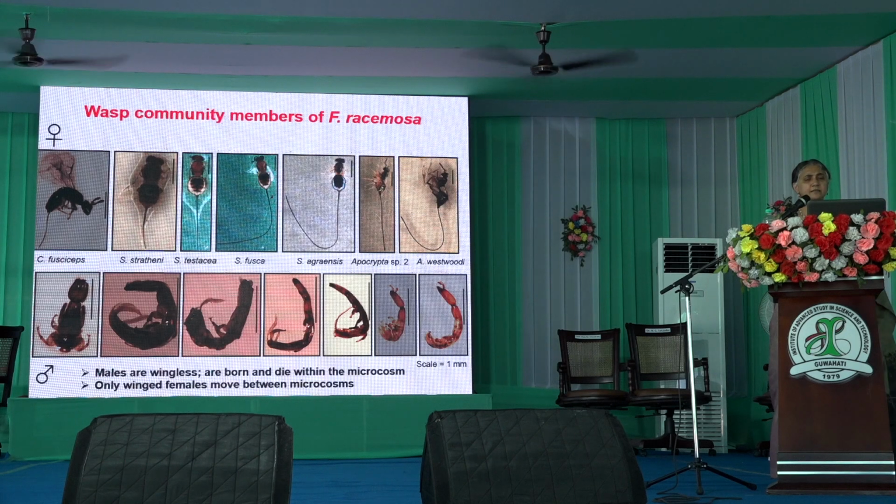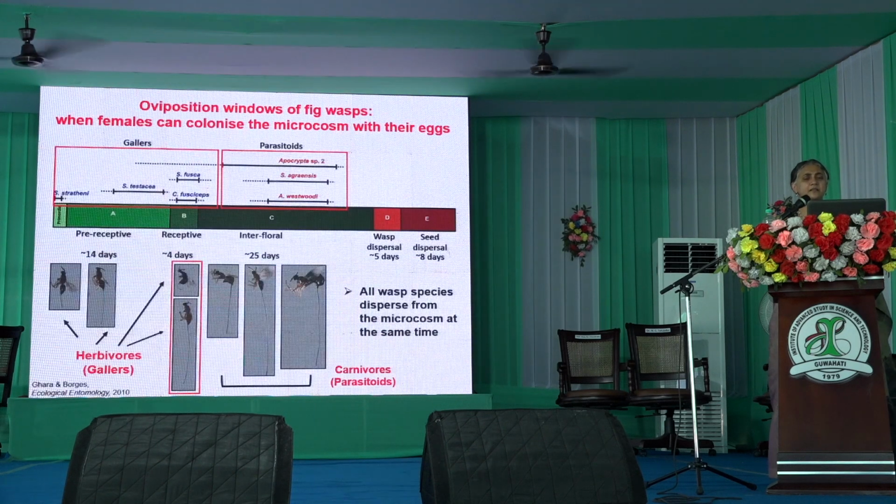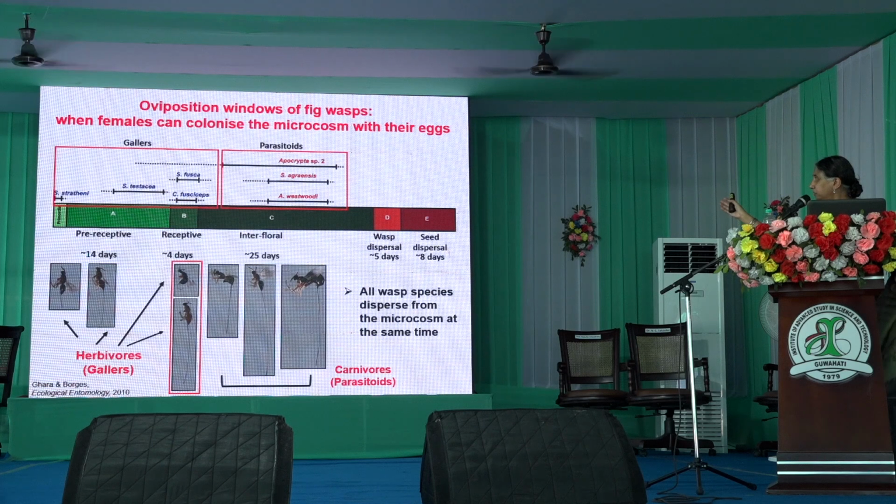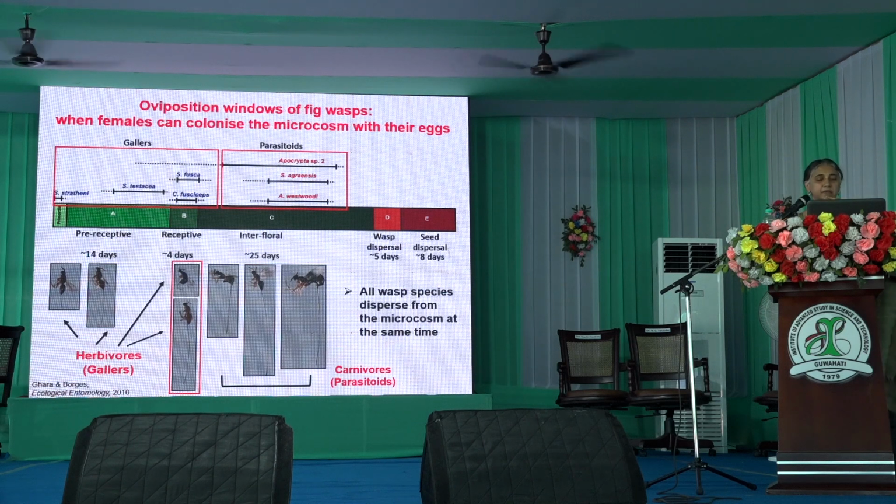So we've been studying Ficus racemosa for many, many years now. And for example, we know as you go along the developmental progression of this microcosm, you get different wasp species that come in for deposition of their eggs at different particular times. We now know these times. We also know what are the volatiles that attract the wasps in order to come here, which I will tell you about in a little bit.